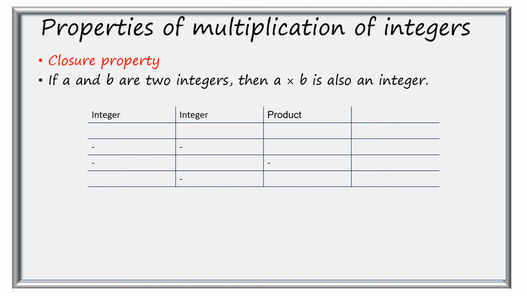How? Just see here. Let us take two integers. One is 13, another one is 6. If we find the product of 13 and 6, it will be 78. It means it is an integer.